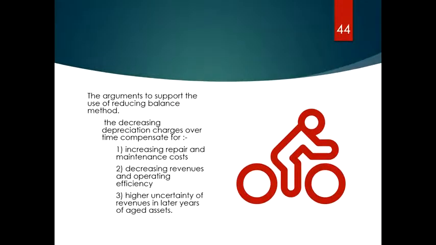So now let's go to the reducing balance method. The argument to support the use of reducing balance method is that the decreasing depreciation charges over time compensate for increasing repair and maintenance costs, decreasing revenues and operating efficiency, higher uncertainty of revenue in later years of the asset. Maksudnya semakin lama kita guna aset tu, semakin banyaklah yang perlu kita baiki dia. So sebab itulah adanya reducing balance method.